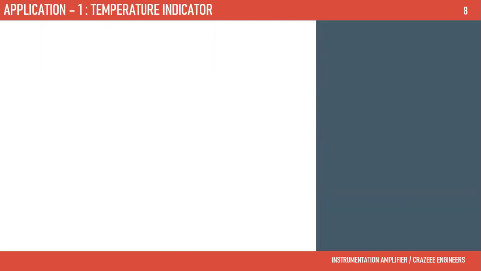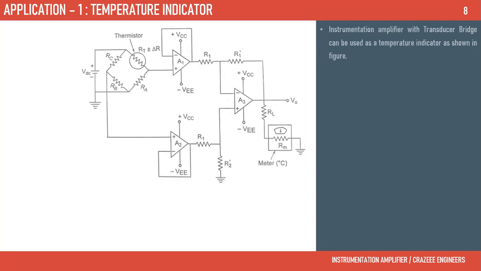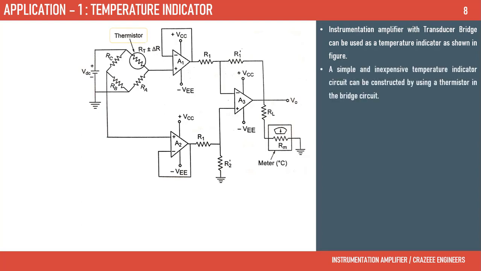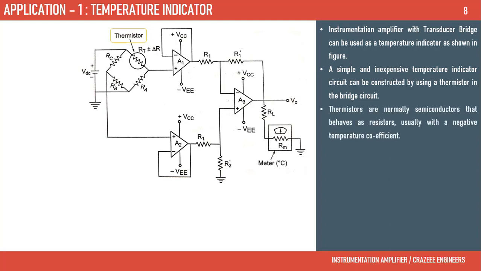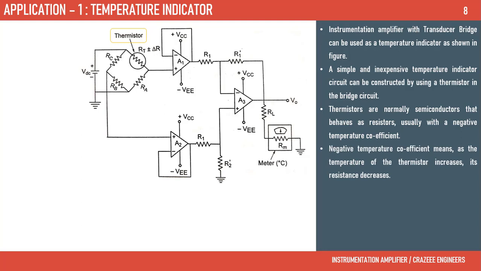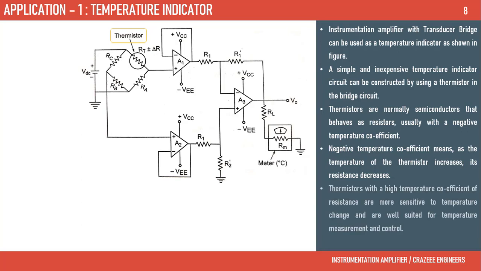Application 1: Temperature indicator. An instrumentation amplifier with a transducer bridge can be used as a temperature indicator, as shown in the figure. A simple and inexpensive temperature indicator circuit can be constructed by using a thermistor in the bridge circuit. Thermistors are normally semiconductors that behave as resistors, usually with a negative temperature coefficient. Negative temperature coefficient means that as the temperature of the thermistor increases, its resistance decreases.